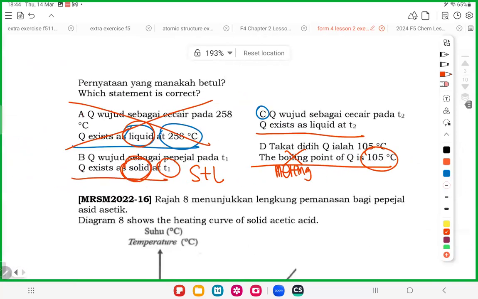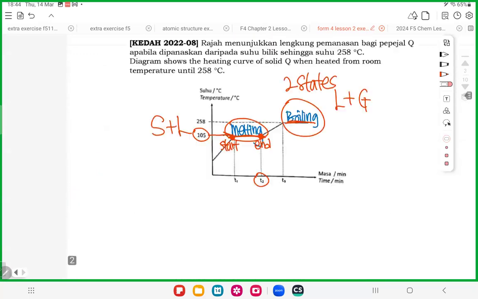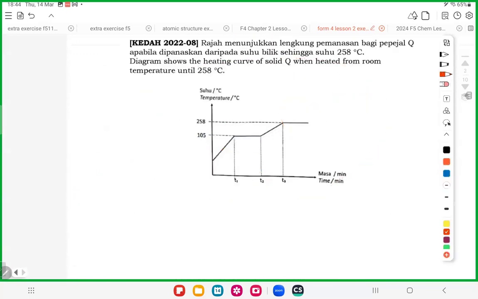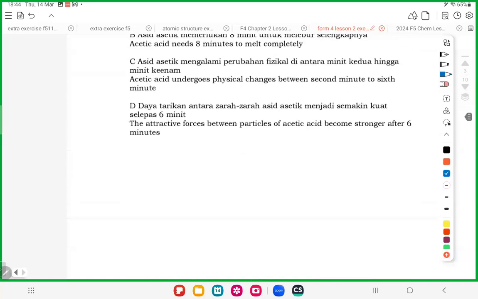Okay guys, let me know in the chat box, are you okay with how I solve this question? Okay, not very, very hard. So we have two more questions to go. Let us finish it.